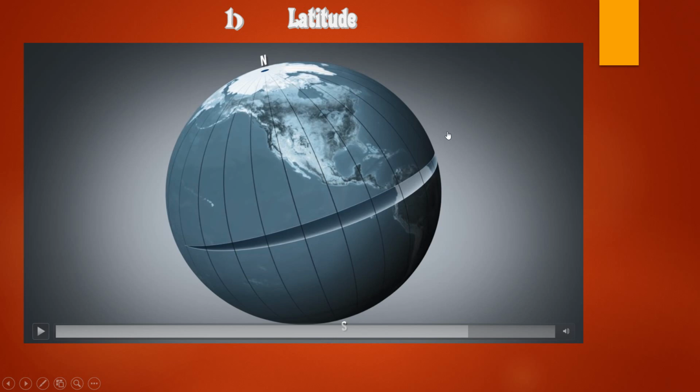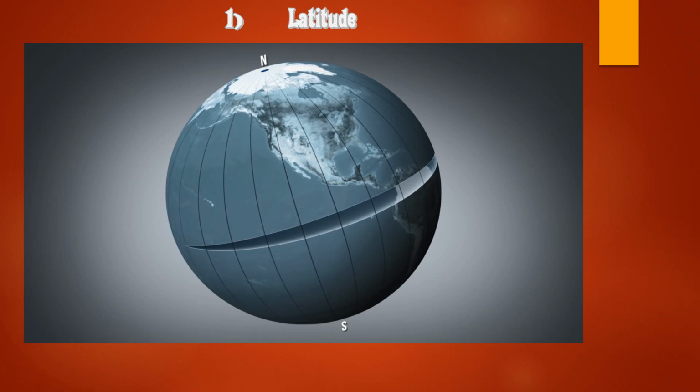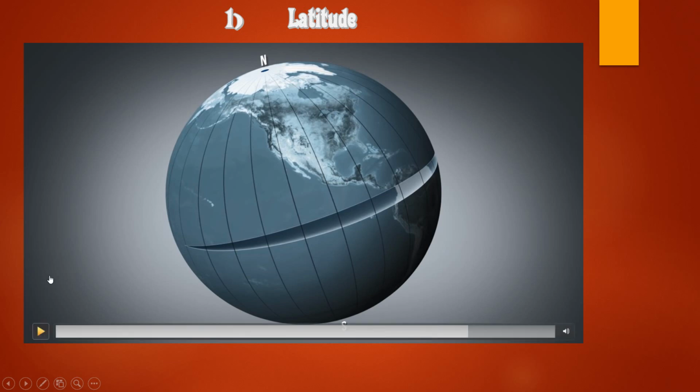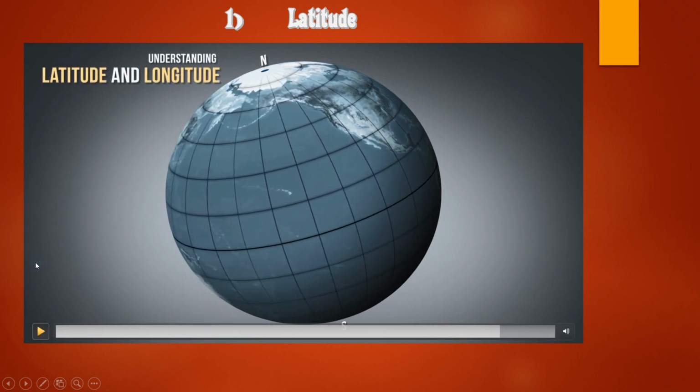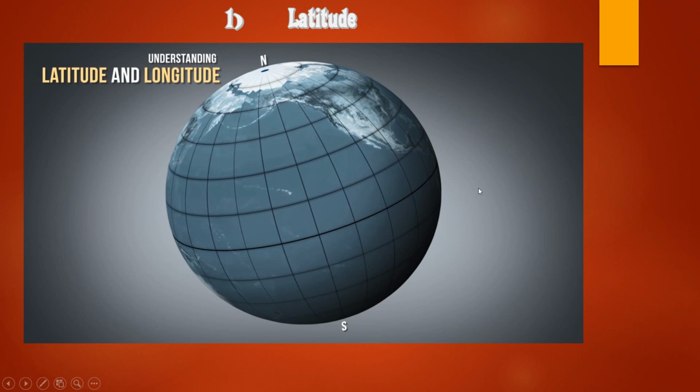At which latitude, at which degree, which country is located, as per that it will be decided whether the temperature or the climate of that area is moderate or extreme. So this is what latitude does. You can see how they make the squares. From this latitude and longitude we will understand the coordinates.